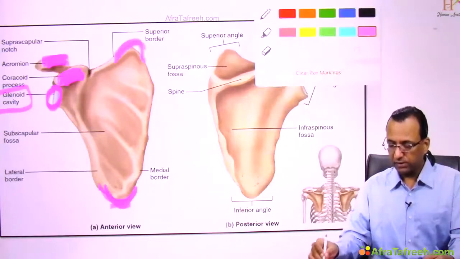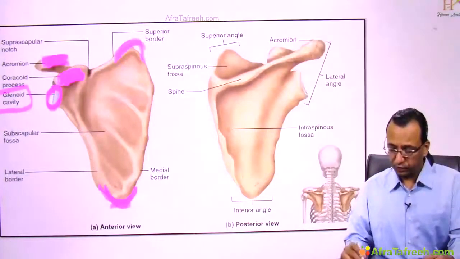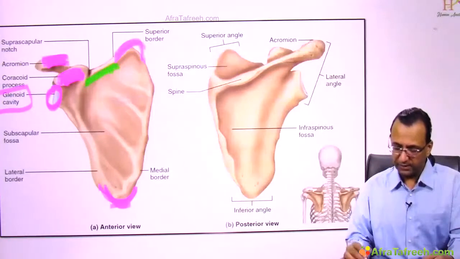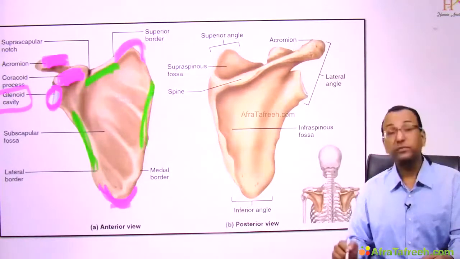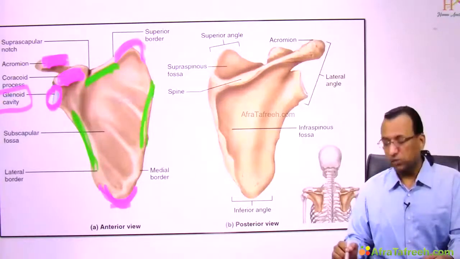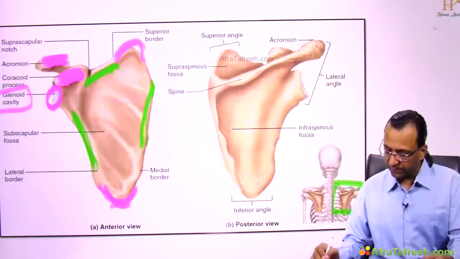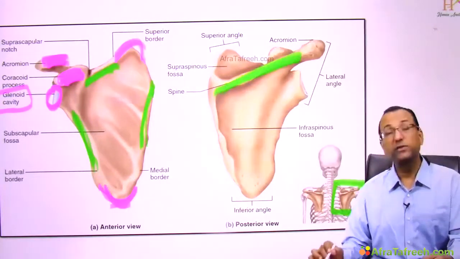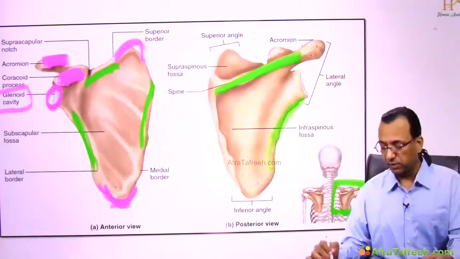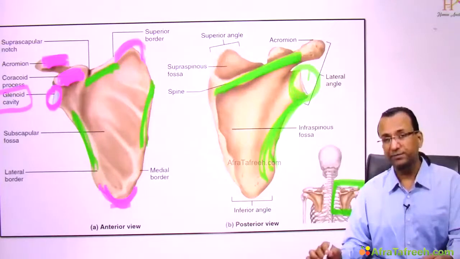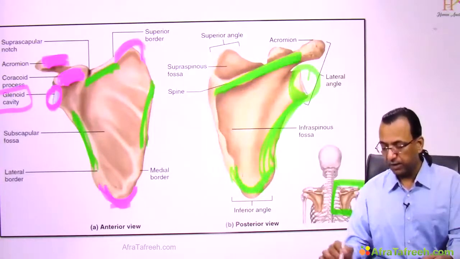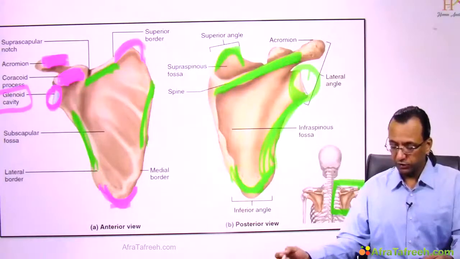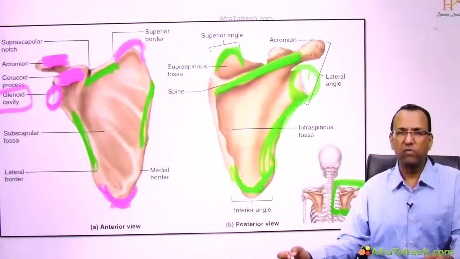You will also notice that there is a superior border of the scapula, a lateral border of the scapula, and a medial border of the scapula. Then you will look at the posterior view of the right scapula, and this is the spine of the scapula from the posterior view. This will be the lateral border of the scapula, that is the lateral angle of the scapula, which is called the glenoid cavity. Inferior angle of the scapula, superior angle of the scapula. Now that much you have an idea, but we have to talk more about the scapula.